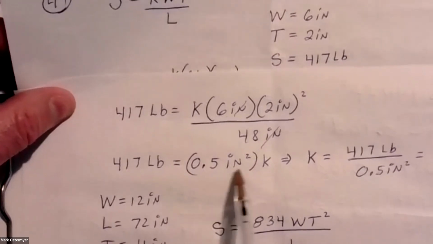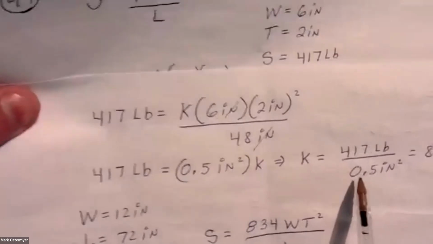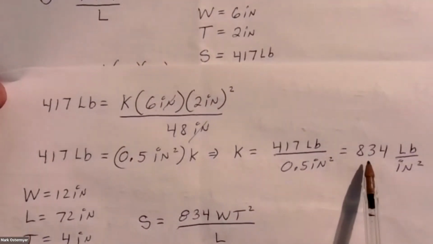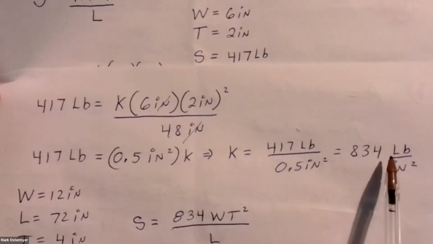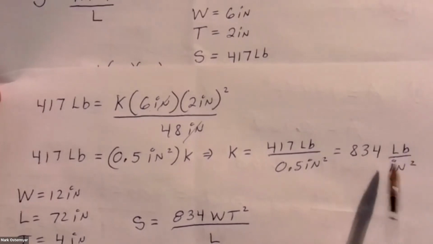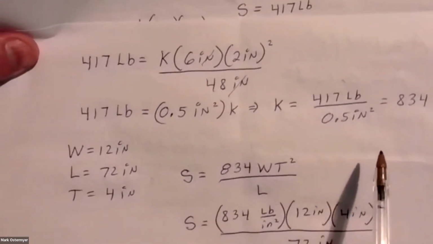Dividing both sides by 0.5 square inches, K walks out with a value of 417 over 0.5 square inches, which I actually did by dividing 417 by 1/2 and got 834. Notice the units on K, pounds per square inch. That's called pounds per square inch. Now we can answer the question.